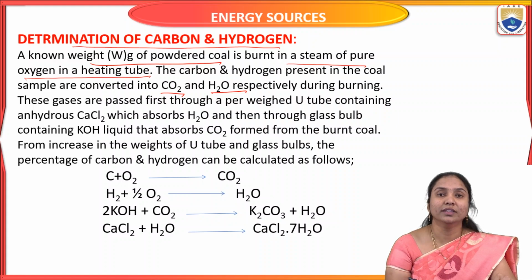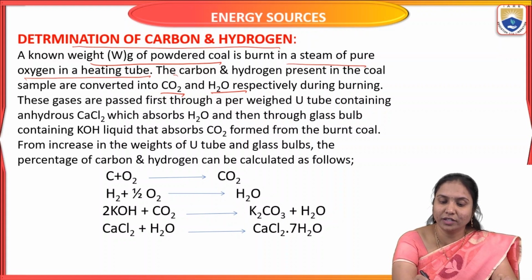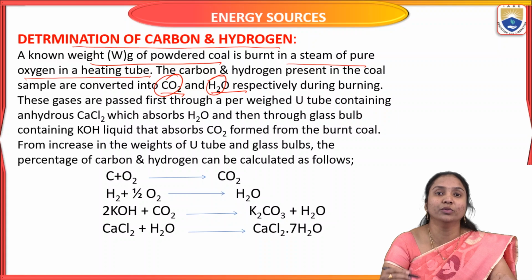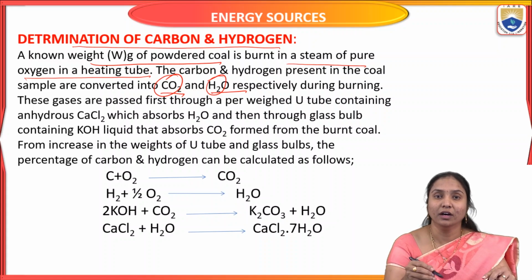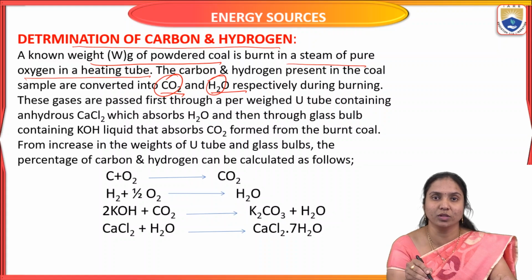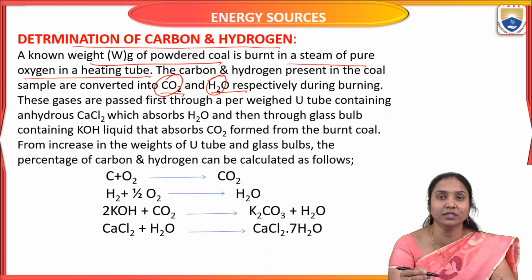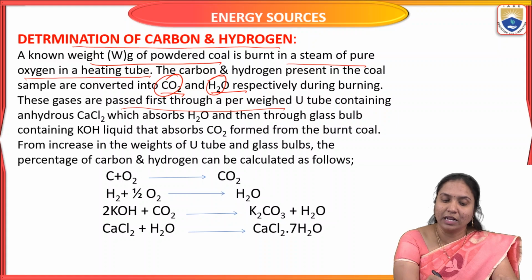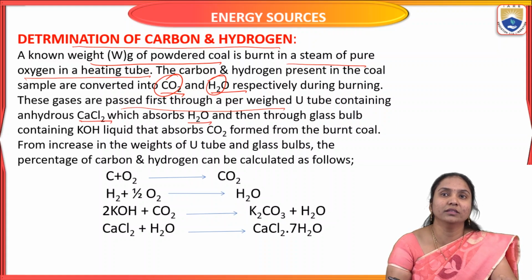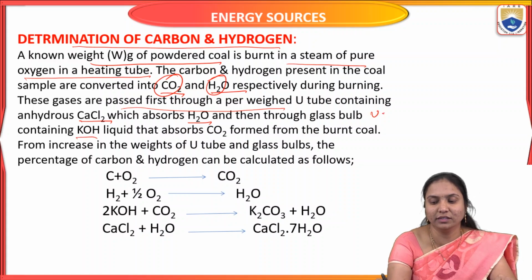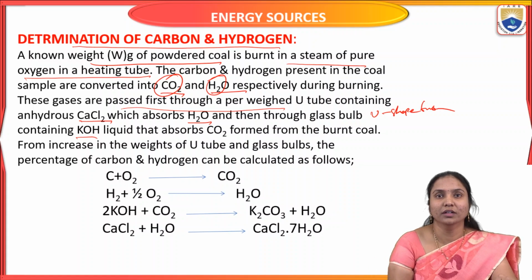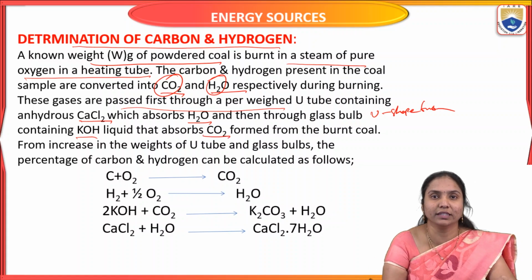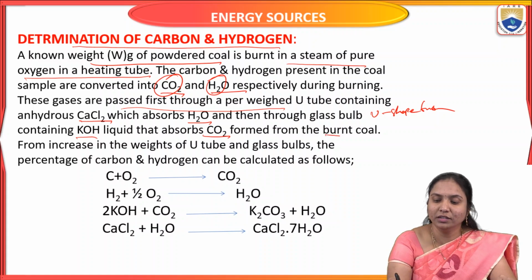The carbon and hydrogen present in the coal sample are converted to carbon dioxide and water respectively during the burning process. Carbon reacts with oxygen and produces carbon dioxide, and hydrogen reacts with oxygen and produces water. Next, these gases are passed first through a pre-weighed U-shaped tube containing calcium chloride, which absorbs water, and then through another U-shaped tube containing KOH solution, which absorbs the carbon dioxide formed from the burnt coal.